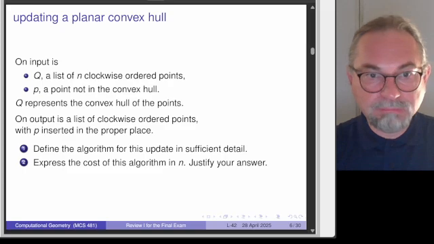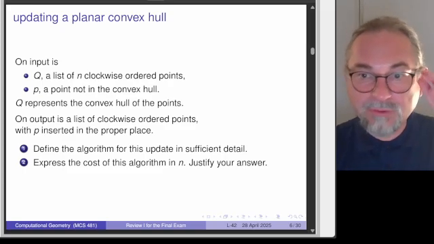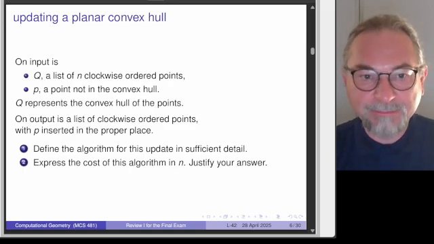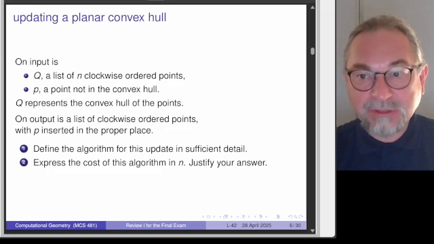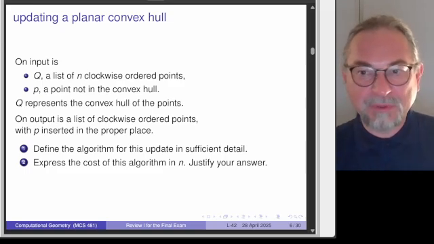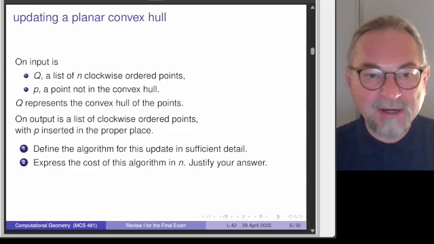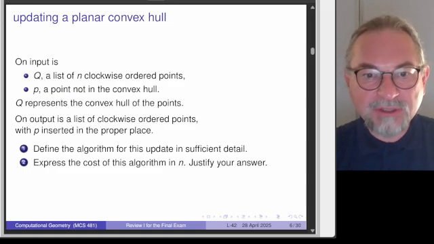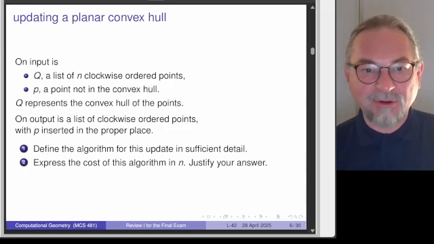Okay, what happens if you remove a vertex? So we have on input given Q. Q is a list of n clockwise ordered points. So they represent the convex hull. On the example of the previous slide, this would be a triangle. And then we have a point that is not in the convex hull. So how do you extend the convex hull with this point?